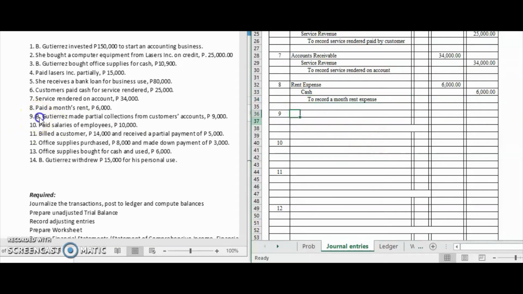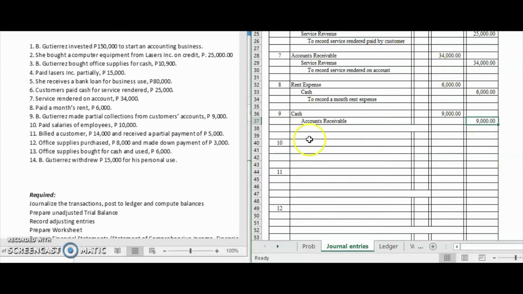On the 9th transaction, B. Gutierrez made partial collection from customer's account, which is 9,000. Oh, in this case, nakakolek ka ng pera from a customer, so there is an increase in cash. You debit it. Debit cash worth 9,000. In credit, what? Partial collection from customers' accounts. Customers' accounts refers to your accounts receivable.